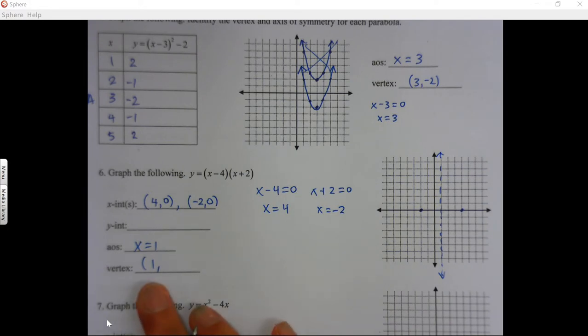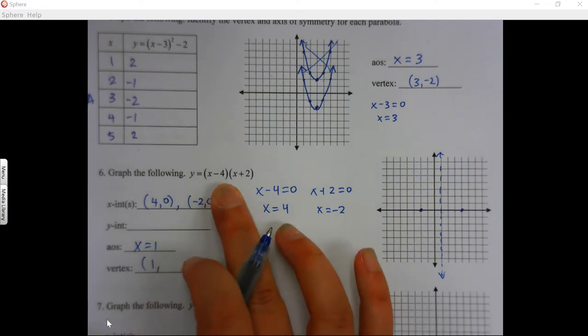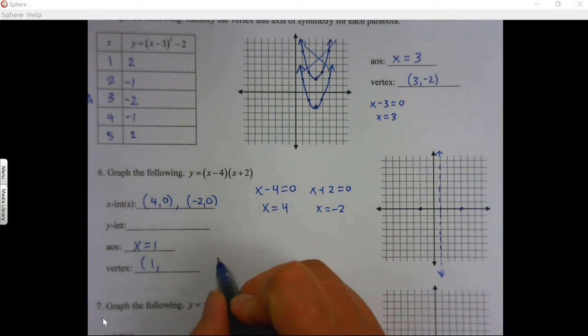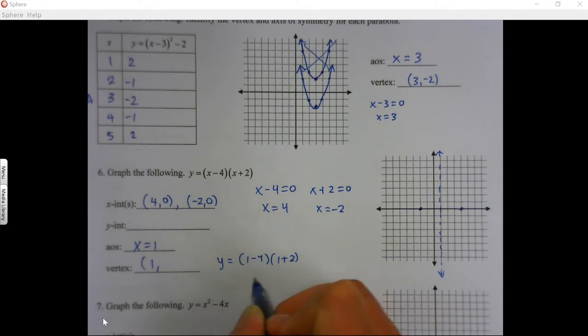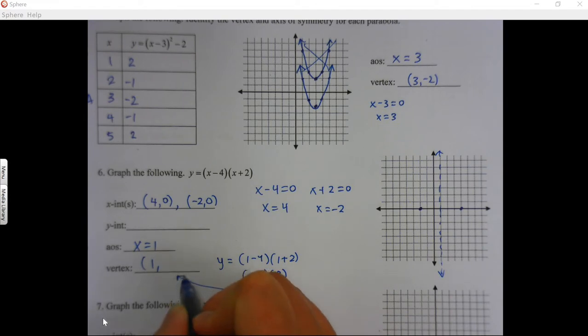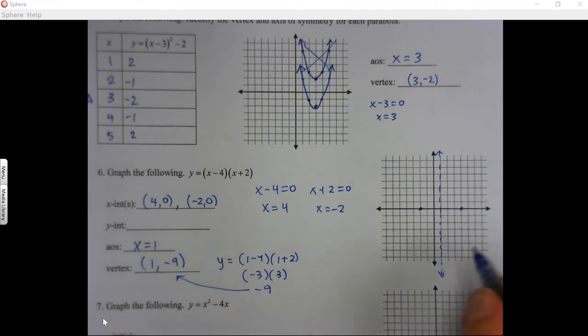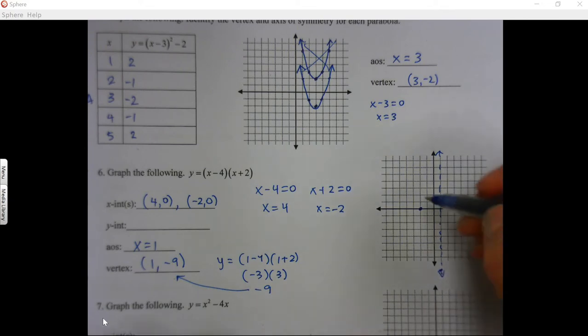To find the other half of the vertex, I substitute it back into the original equation. So I have y is equal to 1 minus 4, and 1 plus 2 gives me a negative 3 and a positive 3, which gives me negative 9. That is the other half of my vertex value. So that's way down here. I can connect my dots.